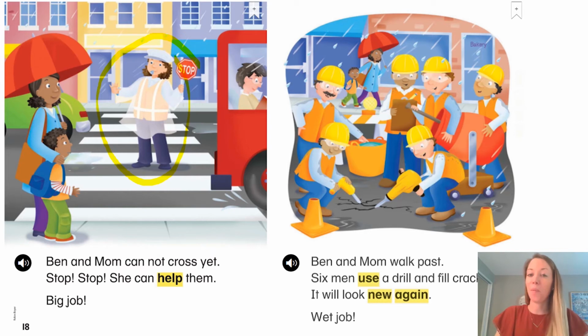Ben and Mom walk past. Six men use a drill and fill cracks. It will look new again.